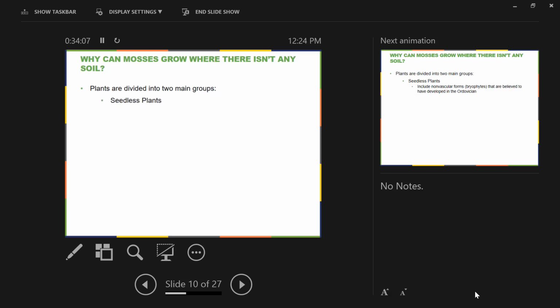First group is what we're talking about this week, seedless plants. Seedless plants, one of the two groups of plants. What do you think the other group is called? Seed plants, right? Seedless and seed plants. Within seedless plants, we have non-vascular forms called the bryophytes, and that's what we focused on in lab, although we did also have some vascular forms. These are mosses and liverworts, believed to have developed in the Ordovician.